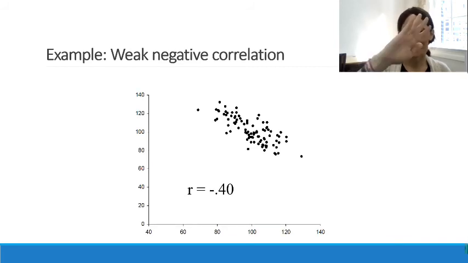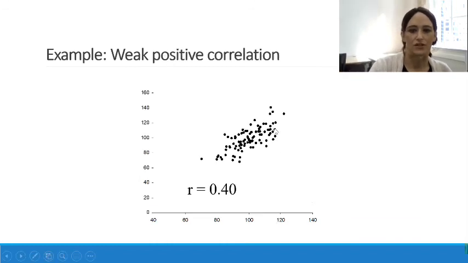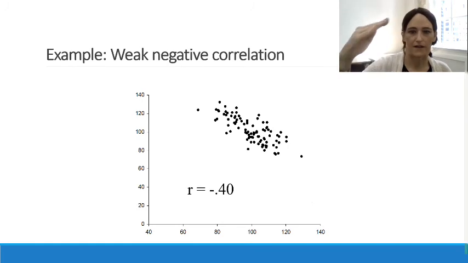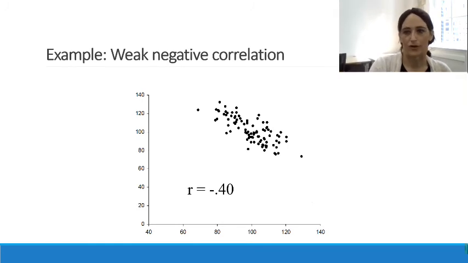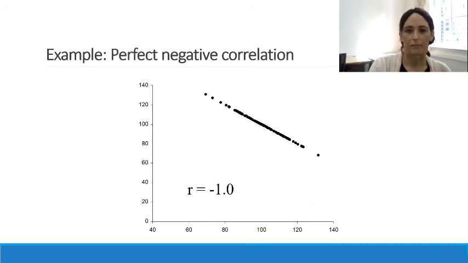Negative 0.4, same amount of spread, but in this case, as x increases, as we move up on the x-axis, values are coming down on y. Okay, so when it's angled this direction, that means that as it's going up on x, it's coming down on y. Okay, so notice it's just as strong, just as tight around that line, and that's what a negative 0.4 correlation would look like. A strong negative correlation, negative 0.80, and here would be a perfect negative correlation.